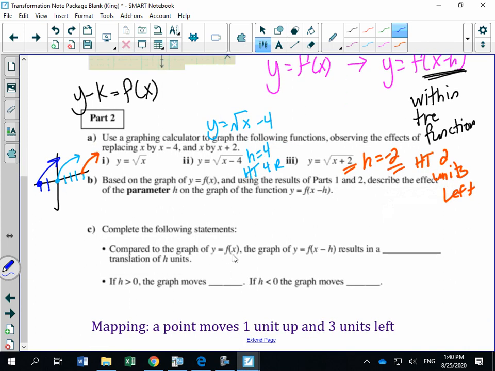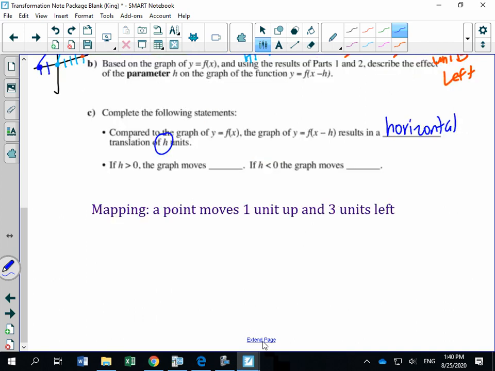So y is equal to f of x. That graph, compared to now putting an h value within the function, results in a horizontal translation of h units. If h is greater than 0, your graph moves right. So again, y is equal to f of x minus 5. That is an h value of 5. That graph would go 5 units right.